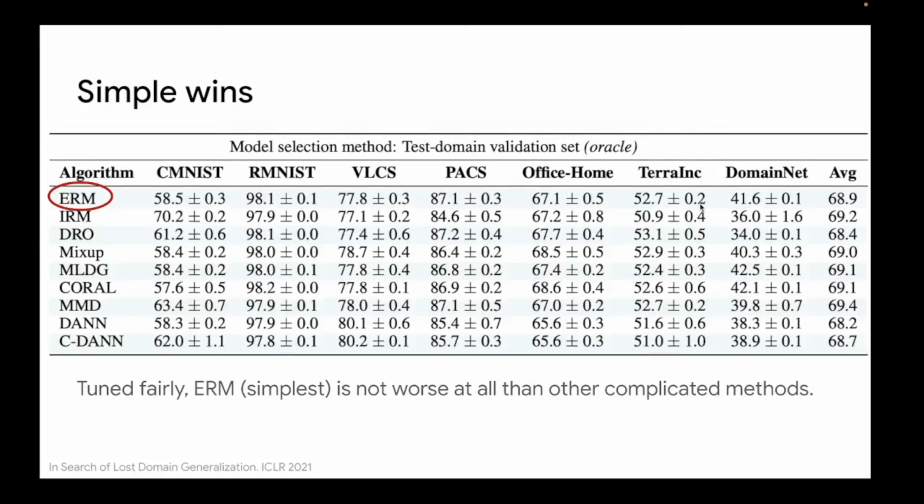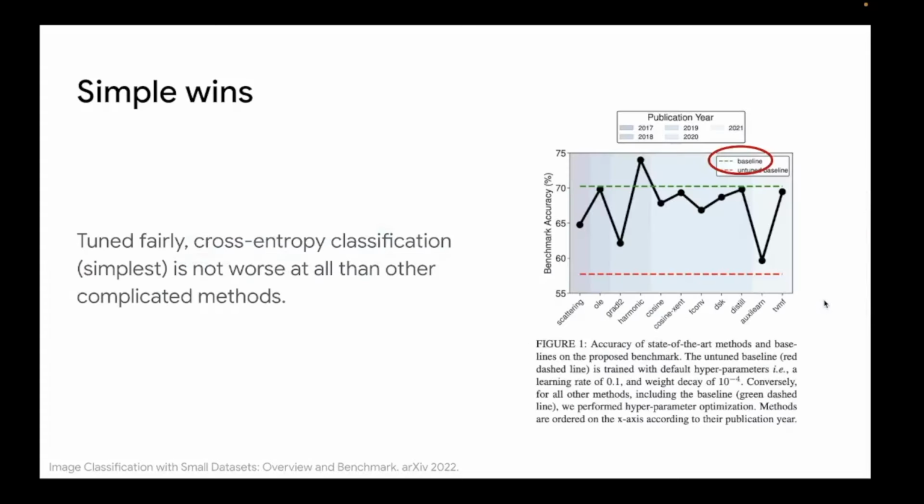So this is another story of simple wins, right? In fact, in many cases, when you come with a complicated method, it's not worth it. This is a paper called In Search of Lost Domain Generalization. This paper says ERM is the simplest initial method for doing domain generalization. There have been tons of follow-up methods claiming that they do a better job than the preceding ones. But if you do a sanity check, it turns out ERM on average is not doing worse than the other follow-up methods. So simple is good.